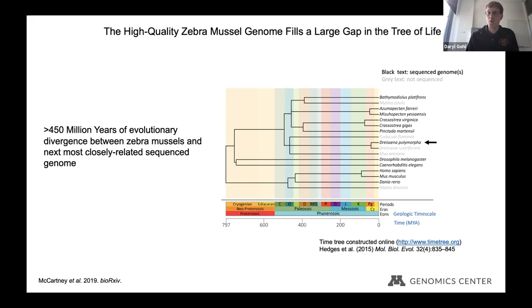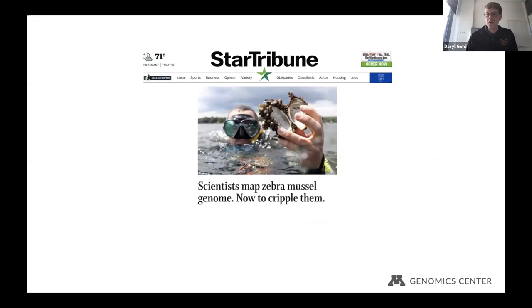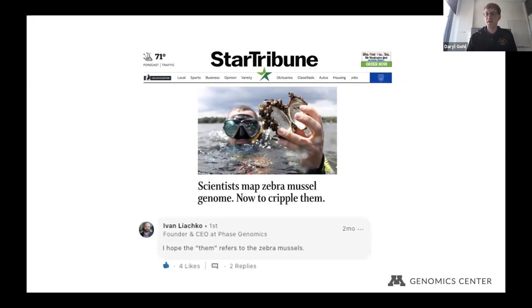So we announced the genome sequence about 2 years ago. And this was the headline in the Star Tribune at the time that it was announced. And it caused a bit of consternation among the group that did the sequencing assembly, just with the ambiguous wording of the title. But this was really the goal of the project: now that we have the information of the genome in hand, to think about how we could use that to control zebra mussel populations.